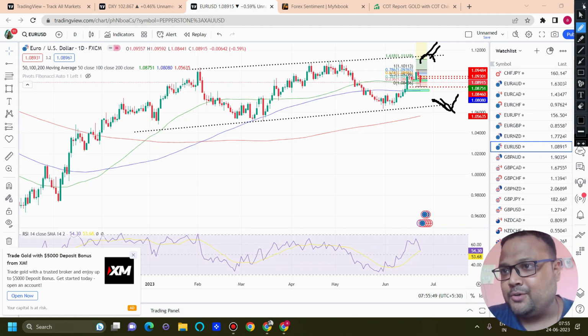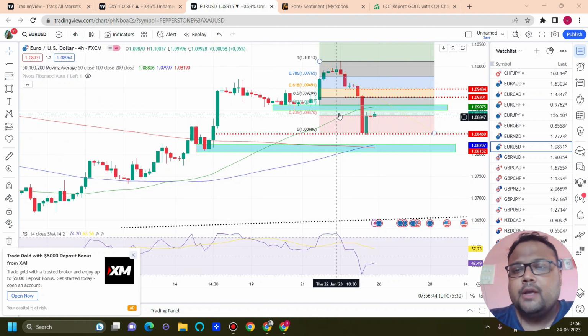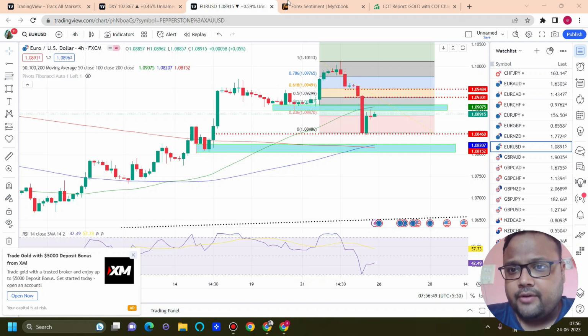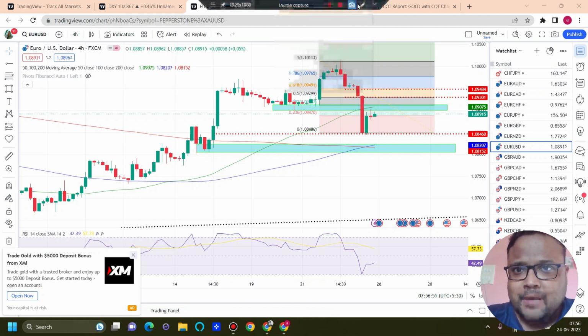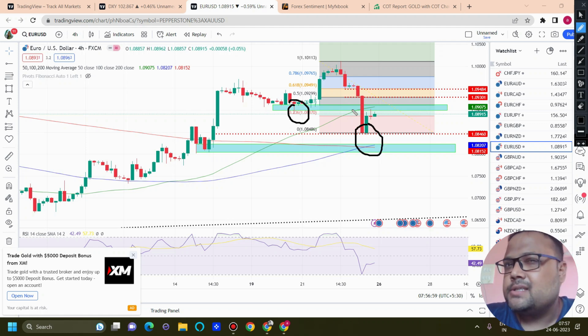So let's find out. Right now we are in the 4 hours time frame here. The market opening for Euro USD will be very important, because as I said, overall if we look at the trend of Euro USD, then it was towards the upside, there was no doubt about it. But Euro USD broke the previous low here, which is not a very good sign.